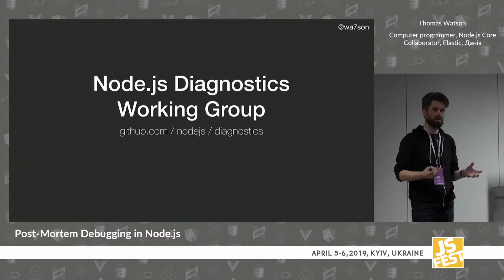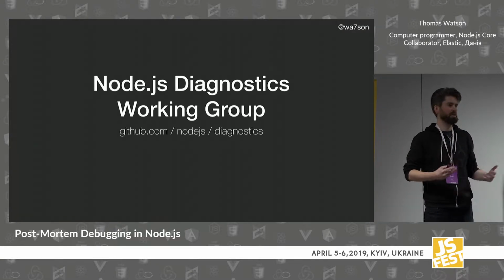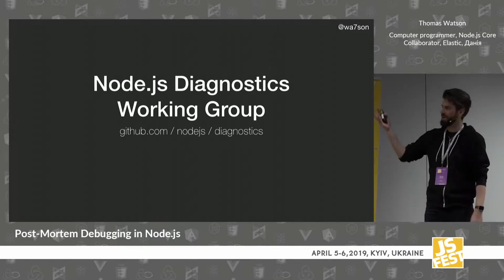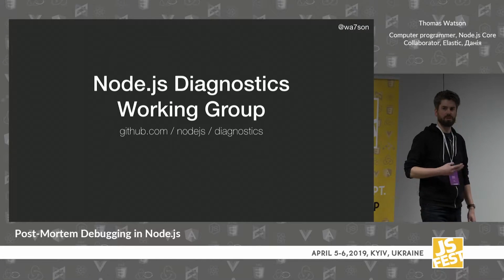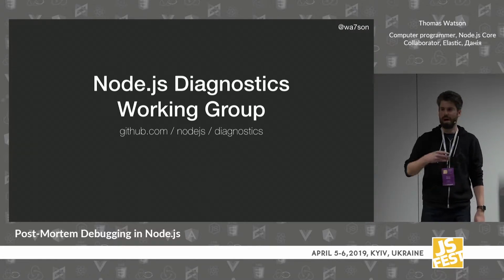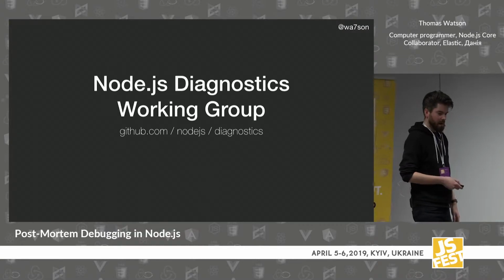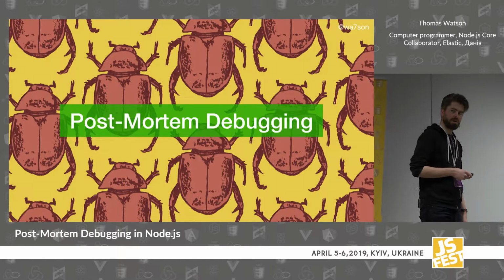At the Node.js Foundation, I'm a part of the Node.js Diagnostics working group. The idea of this working group is to make Node.js better to diagnose, basically. That's what's right there in the name. So we make tools and APIs that you can use as a Node developer to figure out what's wrong or why your application is slow and stuff like that. And post-mortem debugging is one of the things we're working on.